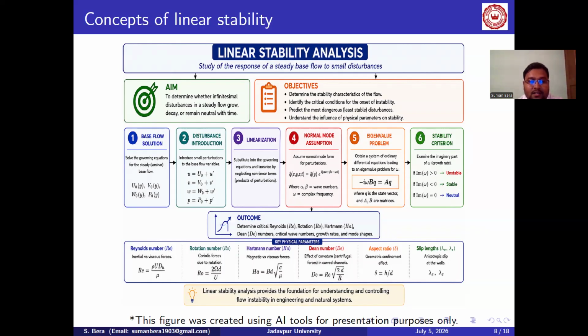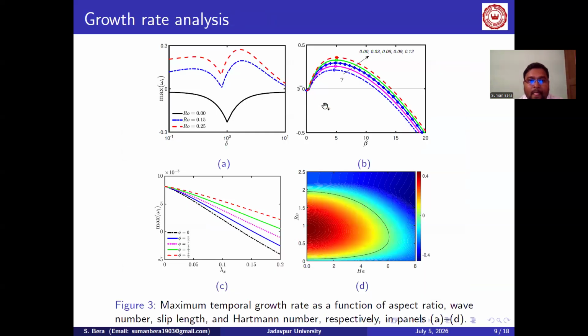This approach allows us to identify the critical Reynolds number, rotation number, and others like the Dean number, and the effect of curvature, rotation, Hartmann number, and slip length on the linear instability of fluid flow.